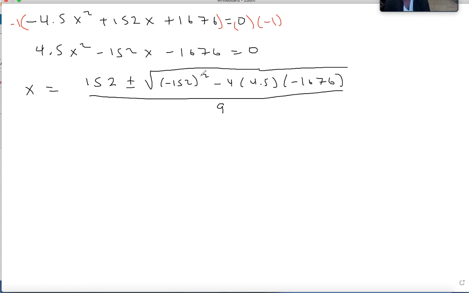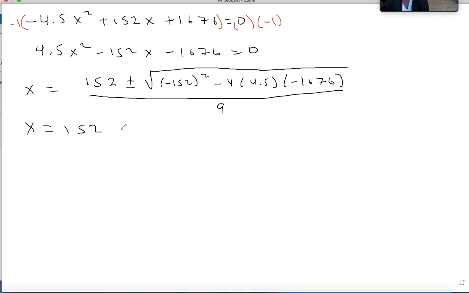I'm going to grab out the calculator and toss all this stuff in and see what I get. So that would be 152 squared, and it'll be a positive, right, because negative times negative would make positive. And then there's another double negative, so this is going to be plus. And then 4 times 4.5, probably could just type 9 there, times 1676. And when I do that, here's what I got.